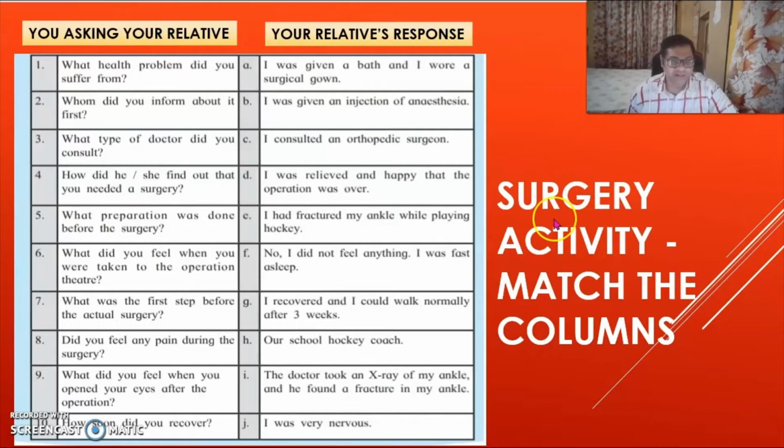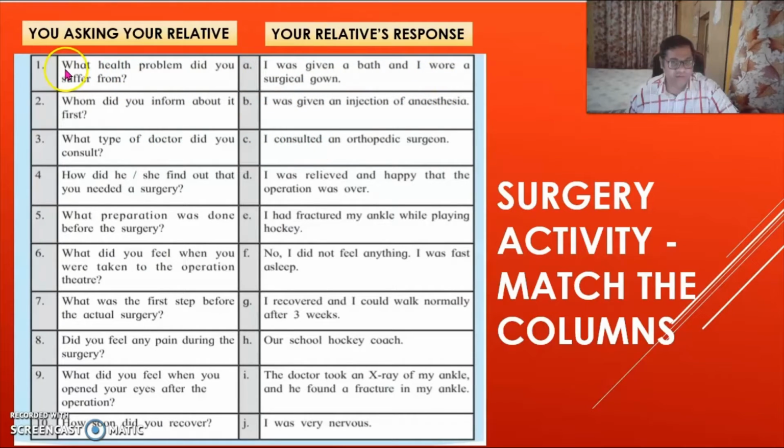Firstly, let's do a surgery activity called match the columns. In this, imagine that one of your family members or friends or classmates has recently undergone a surgery. You are curious and want to learn about his horror experience in the operation theatre. So you have to match the questions with their answers. This is you asking your relative, that means the patient. Whoever is your patient, these are the questions, and what is your relative's response? You have to match it.